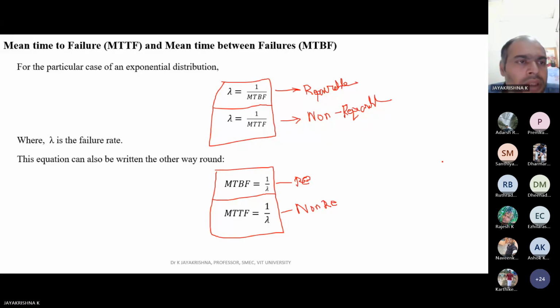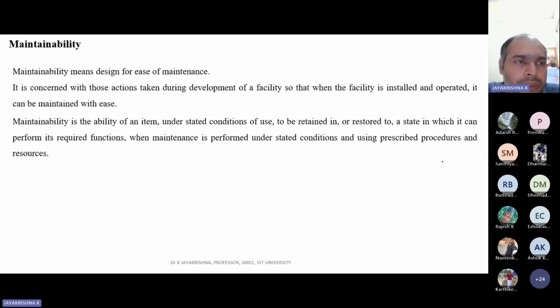So now we'll see some introduction to maintainability. This is not final, because we are going to see an elaborate discussion later, but as part of this introduction to reliability, we should know what maintainability is. Maintainability is what gives you the chance to maintain your product.